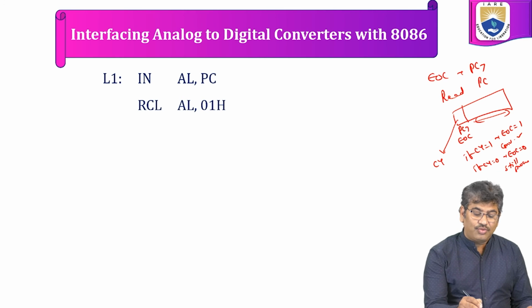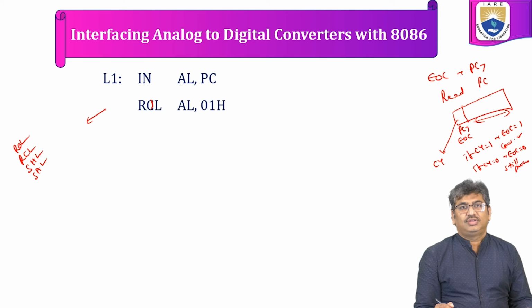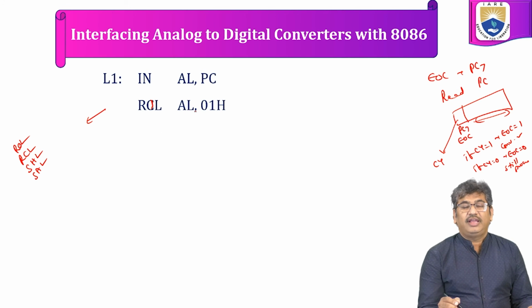Either you can use ROL or RCL or SHL, anything can be used. The alternative is I can go for ROL or RCL or SHL or SAL. Any instruction we can use, since I only want to check the MSB bit. So any left shift operation, either rotate or shift, we can do. So I am selecting ROL AL, 01H.